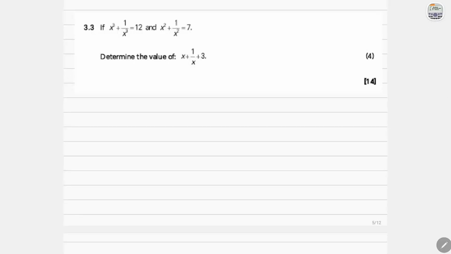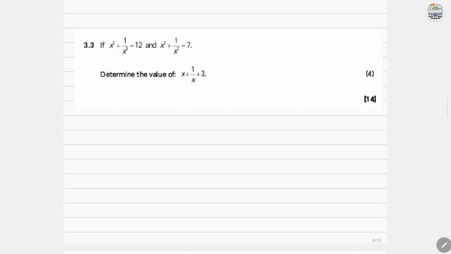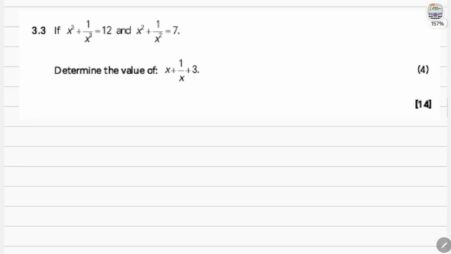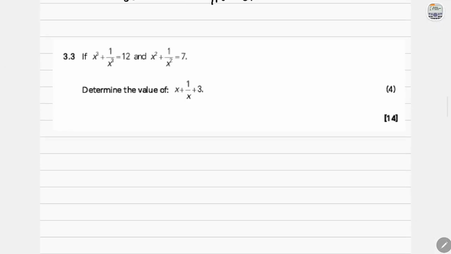Question 3.3 says, if x cubed plus 1 over x cubed is equal to 12, and x squared plus 1 over x squared equals 7, determine the value of x plus 1 over x plus 3. Okay, so this is clearly a case where we can't really just start solving for x. So what we could do is try to get x plus 1 over x with what we have here.